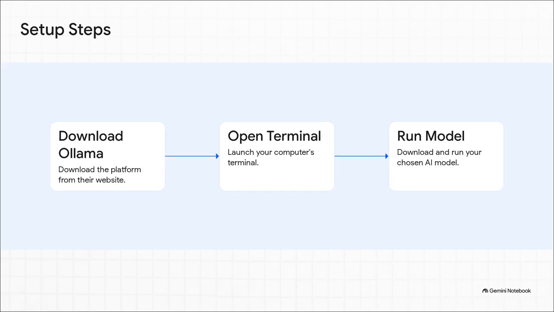Now, breaking free from the cloud might sound complicated, but it's really not some massive engineering project. It's actually an incredibly simple framework that boils down to just 3 basic steps. First, you download the framework from the Ollama website. Second, you open your computer's terminal. And third, you download and run your chosen model. That is literally it, the whole shebang. So let's jump right into the setup and see exactly how this works.